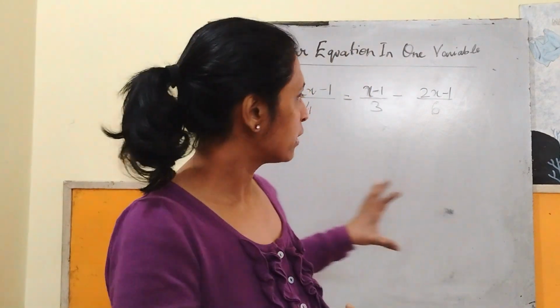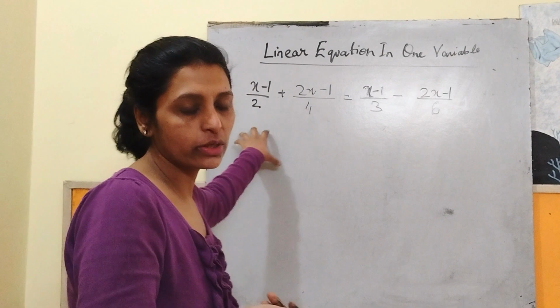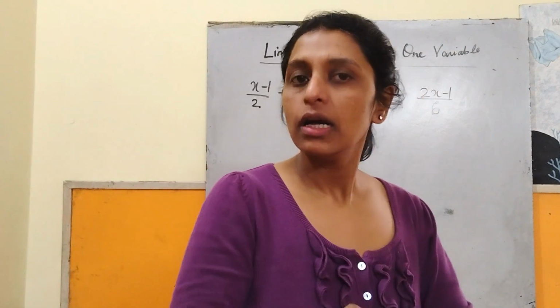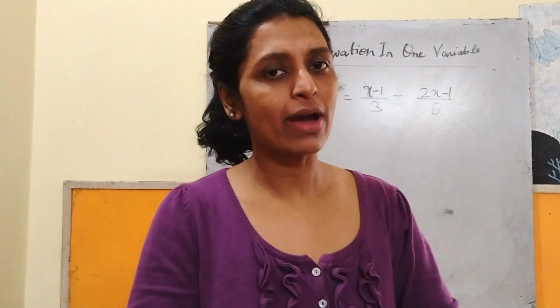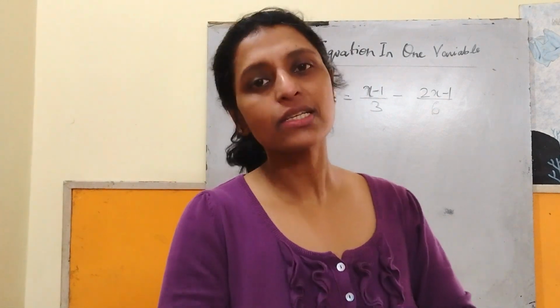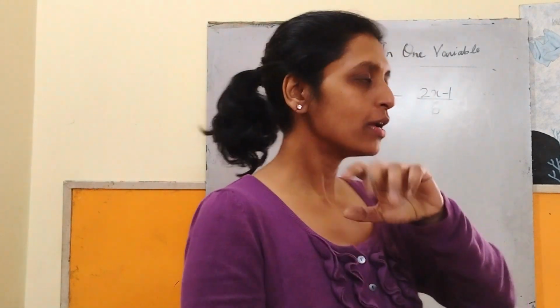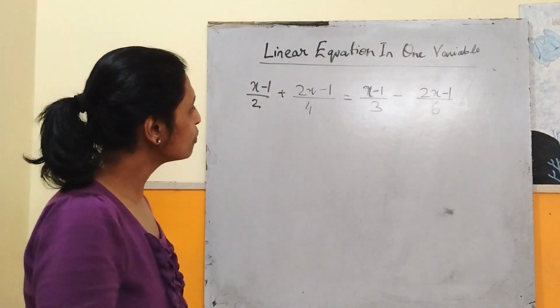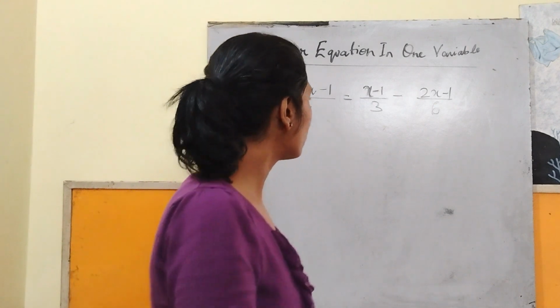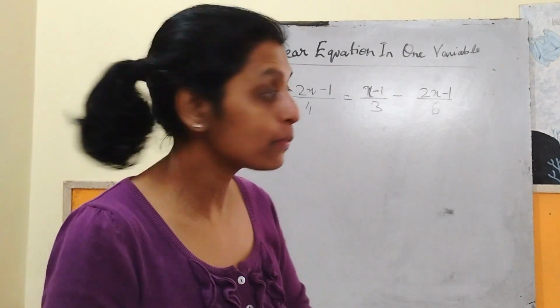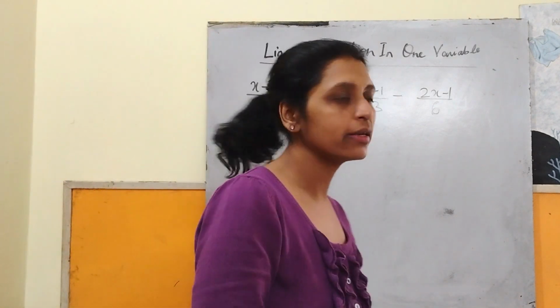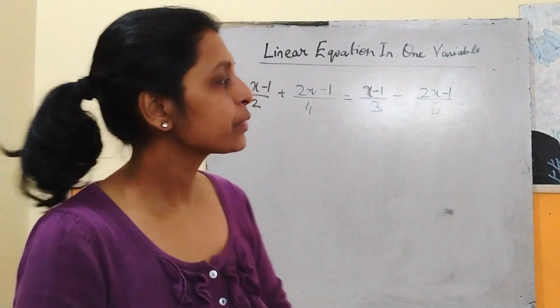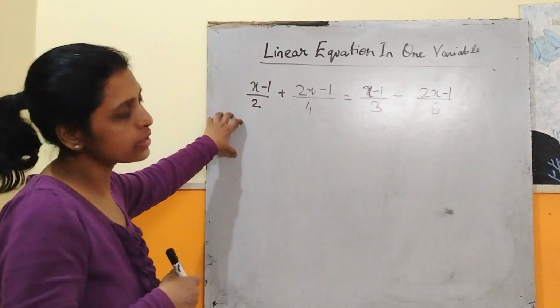So here we have to solve this equation. Solving a linear equation means we have to find the value of the variable present in that equation. So in this we have to solve (x minus 1)/2 plus (2x minus 1)/4 is equal to (x minus 1)/3 minus (2x minus 1)/6. So I have taken this question.